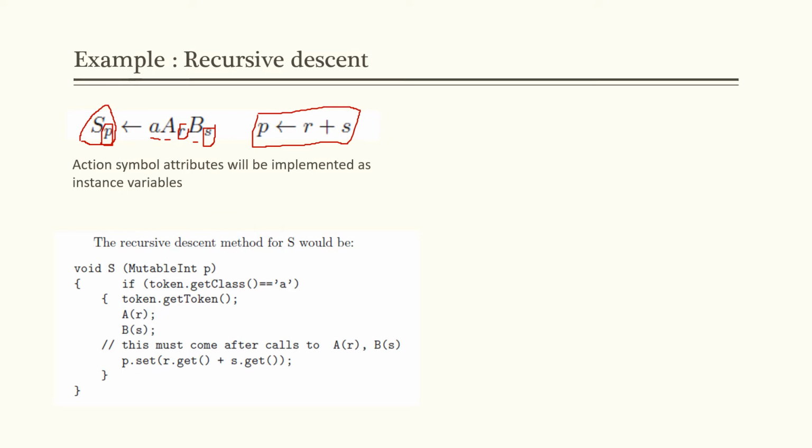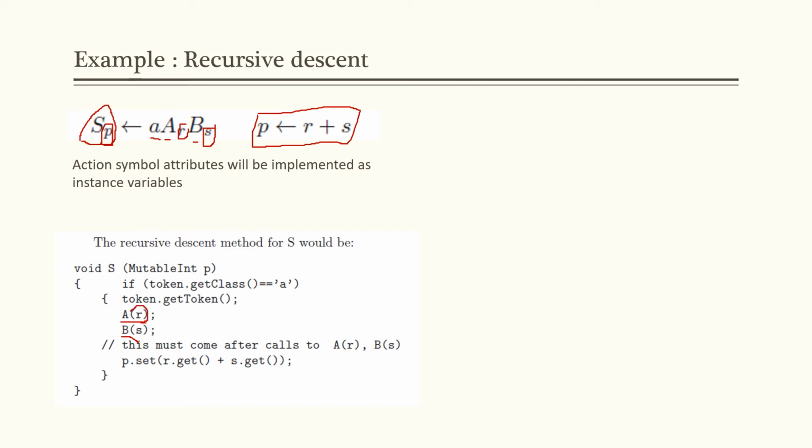Now we look into the right-hand side. So we read the first terminal. If token.getClass equals a, then get that token, read that token. Then you do method A with parameter R, and then you do B with parameter S. This is the information on attributes.